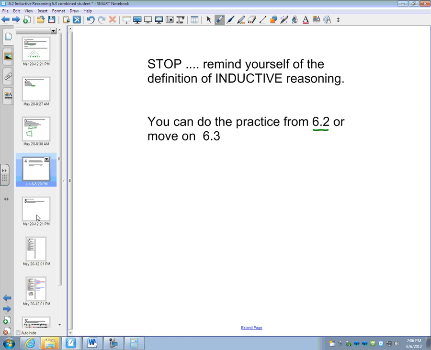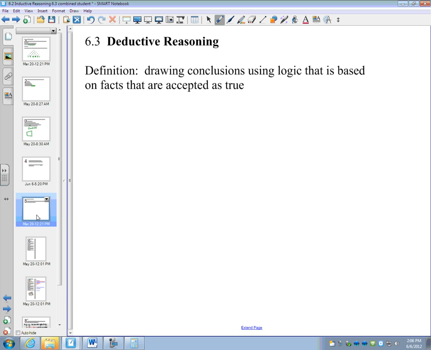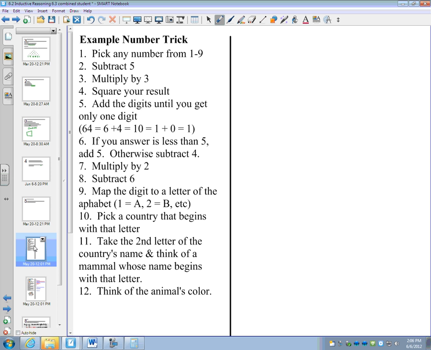So 6.3 is deductive. Deductive means drawing conclusions using logic that is based on facts that are accepted as true. So instead of seeing a pattern, I use strong, hard facts to make a conclusion. A lot of number tricks are based on deductive reasoning. So pick any number from 1 to 9. Subtract 5, multiply it by 3. I want you to do this trick.